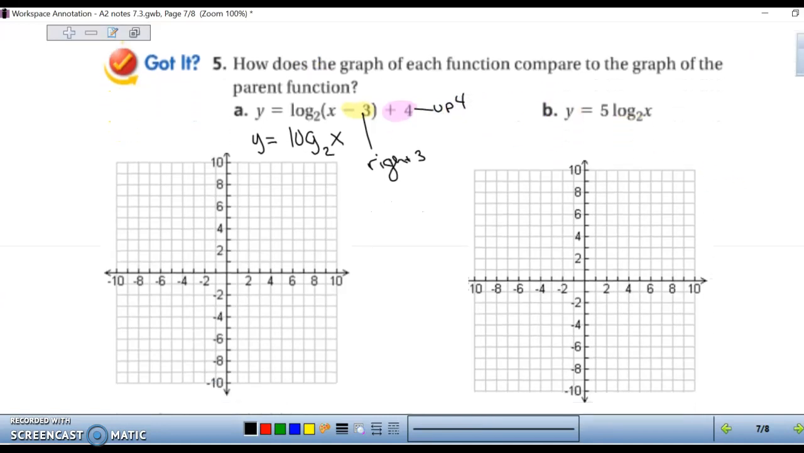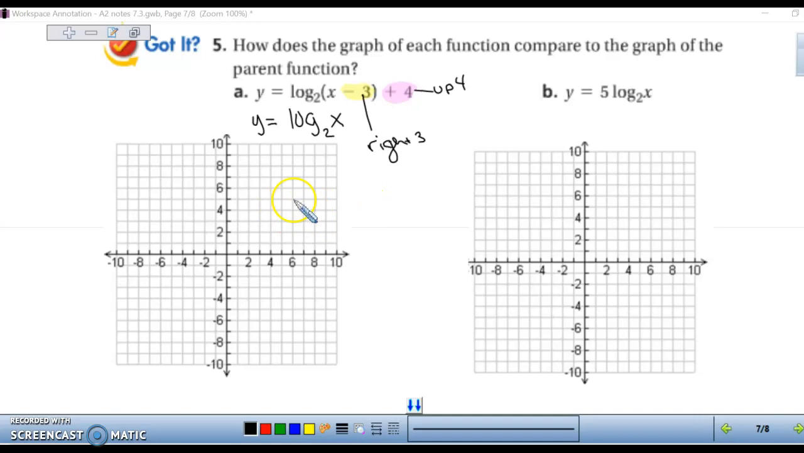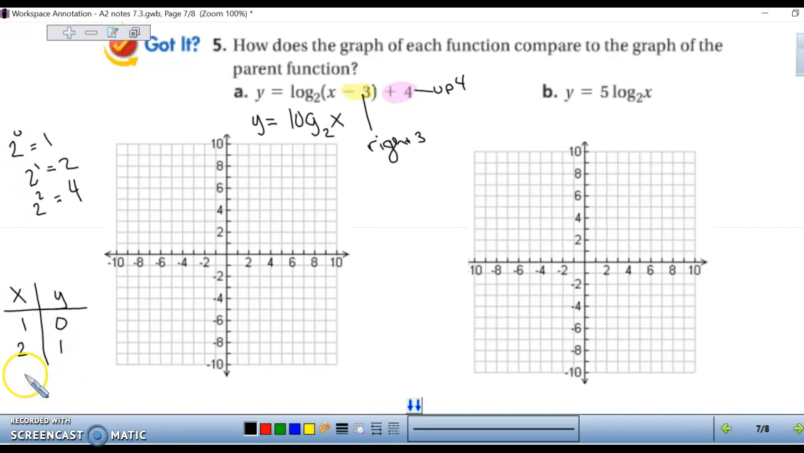So let's first plot the points of our original parent function. You can do this two ways. I like to think of the exponents first, and then switch your x and your y. So we would have 1, 0. So x and y switch spots. We would have 2, 1, and 4, 2. So graph those points in black.